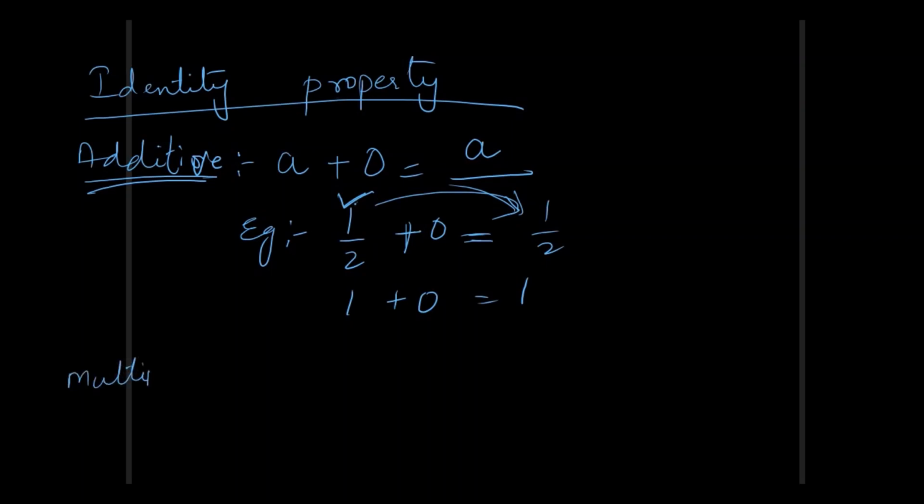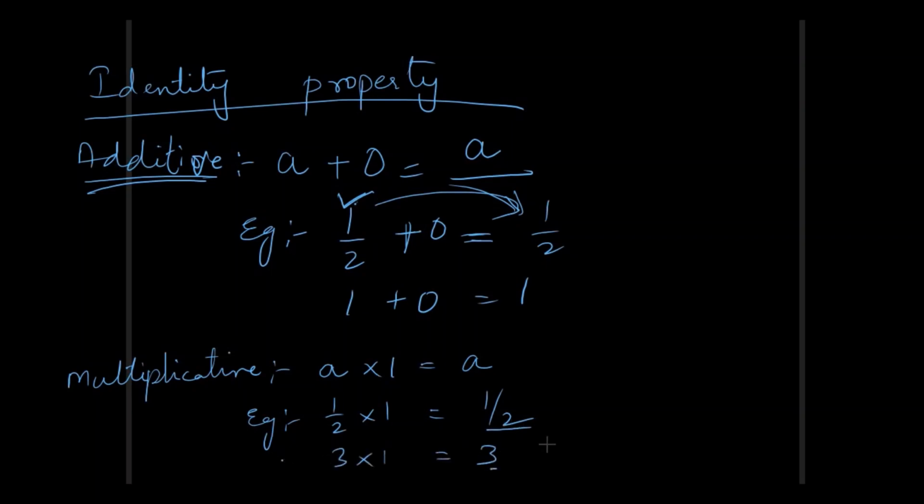Next is the multiplicative property. Here to any real number, if you multiply by 1, it will give you the same answer. Example, 1 by 2 into 1 will give you 1 by 2. If you multiply 3 into 1, it will give you 3. So this property, where we are multiplying with 1 and getting the same answer, is called the multiplicative identity property.